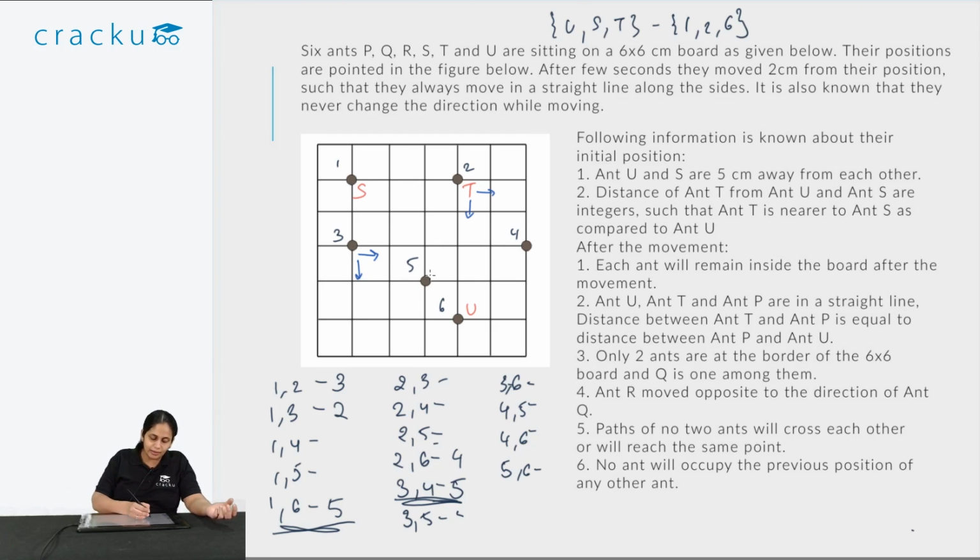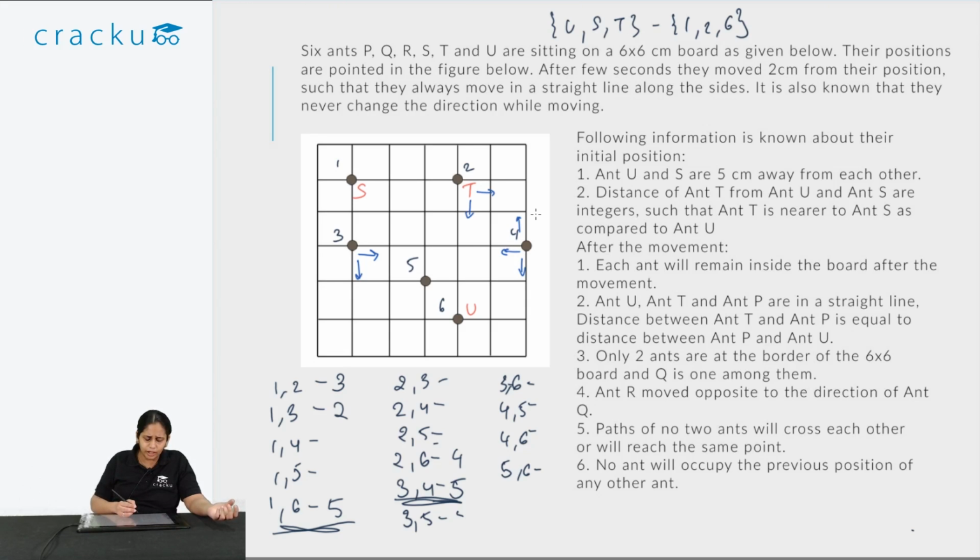5 can move up. Yes, it can move left. It can move right and it can move down. So all of these are possible for 5. So I will not write that down because we haven't determined anything. 4 can move up, 4 can move down, 4 can move left. So that is also possible. All three cases are possible for it. So it can't move to the right because otherwise it will fall off the grid.